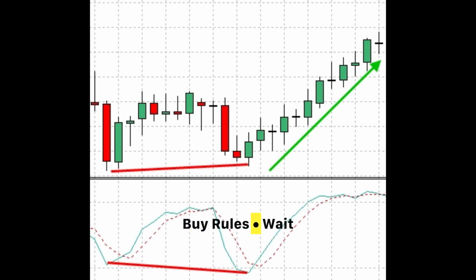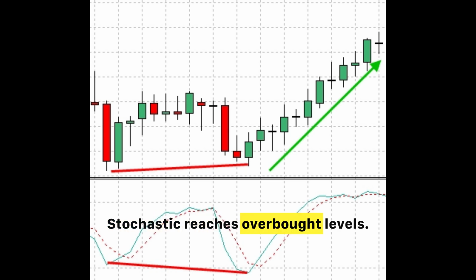Buy rules. Wait for the market to be in a clear uptrend, higher highs and higher lows. Look at the stochastic. When it drops below 20, oversold, and then crosses back up, that's your momentum signal. Enter buy on the candle after the stochastic crossover confirms. Place your stop loss just below the recent swing low or structure support. Set your take profit at the next resistance zone or when stochastic reaches overbought levels.